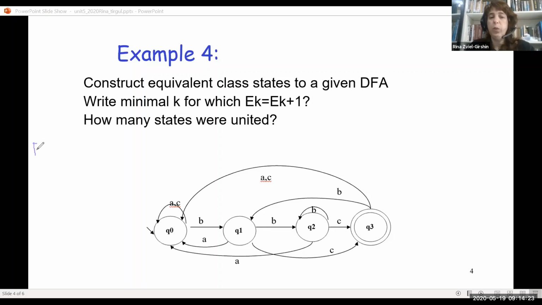So E0, you just separate between accepting and non-accepting states. So we have a class Q3, which was an accepting state, and you have Q0, Q1, Q2. So please try to build E1. Once again, in E1, you can only separate a group, so you are only interested in Q0, Q1, Q2.